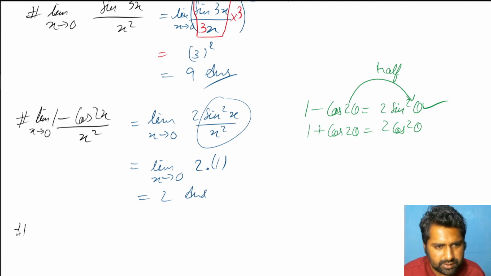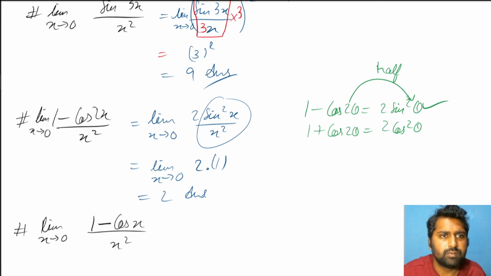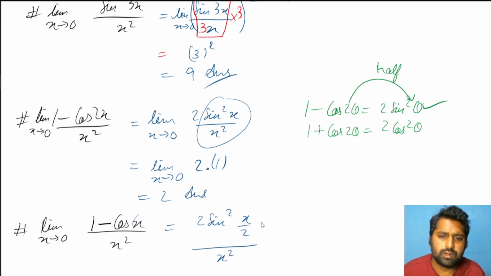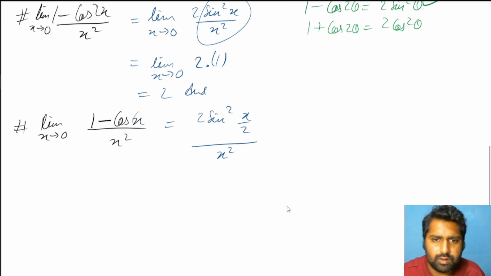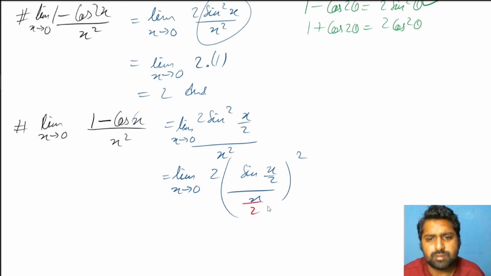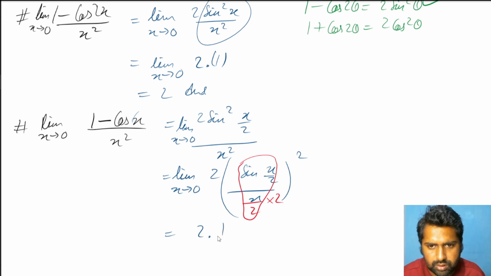Next, based on this only, limit x tends to 0, 1 minus cos x this time upon x square. Now what does that become? This becomes 2 sine square, half of the angle. So x is there, so half of that is x by 2 upon x square. Limit x tends to 0. You can rewrite this as 2 sine x by 2 by x whole square, and then do the same adjustment, sine something upon same something. Since you have divided by 2, you will multiply also by 2, and this limit is already solved. So this becomes 2 into 1 by 2 square, which is 1 by 2, and that's your answer.